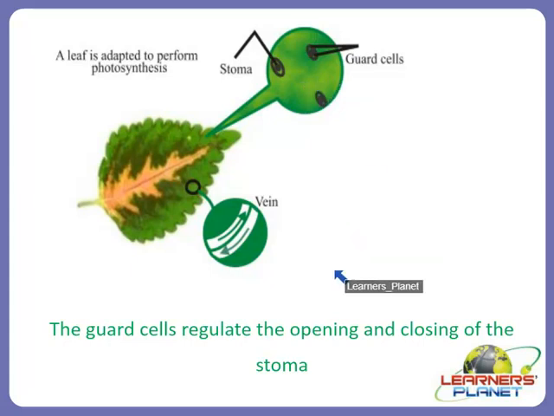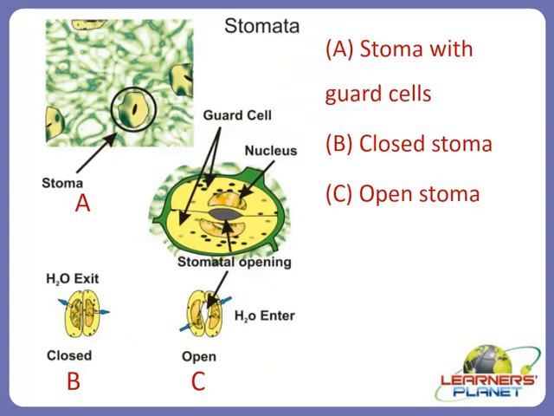And each stoma is bounded by two half-moon shaped guard cells, and the guard cells actually regulate the opening and the closing of the stoma. And that is why it is able to exchange the gases. So what can we observe here? That the stoma is present on the underside of the leaves, and the guard cells regulate its opening and closing, right? So here are the guard cells which will open and close the stoma. Now let us see what other things happen.